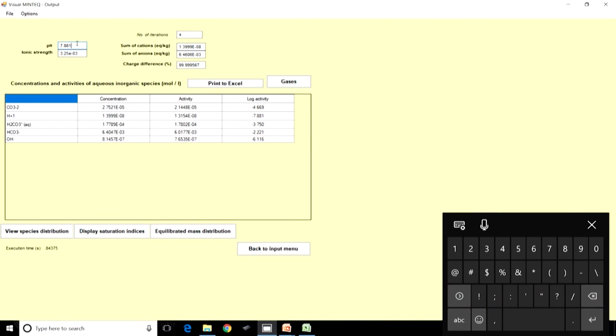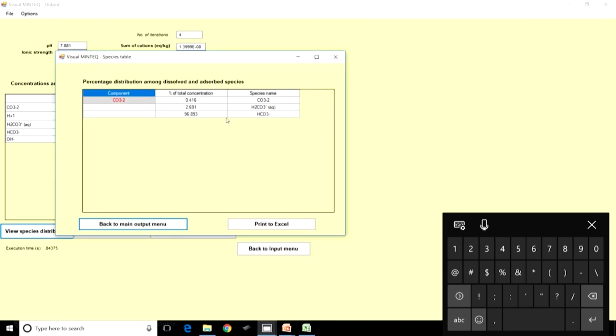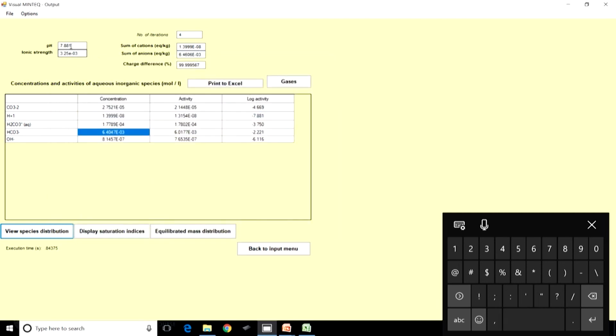Obviously, if you want to look at the species concentration, we again have that here. At 7.8 you would expect most of it to be present as HCO3 minus. Just for a quick understanding, let us look at the distribution. As you see, HCO3 minus predominates, that is 96 or 97%. Again, the pH is 7.8, and this is what we wanted to calculate.